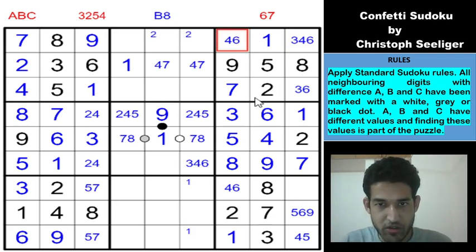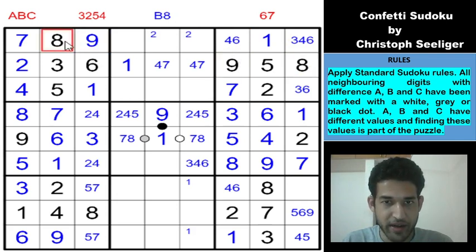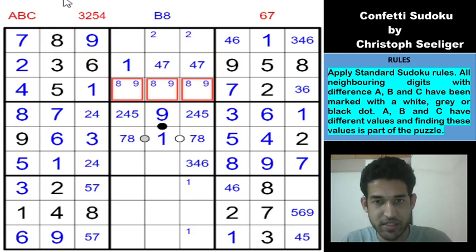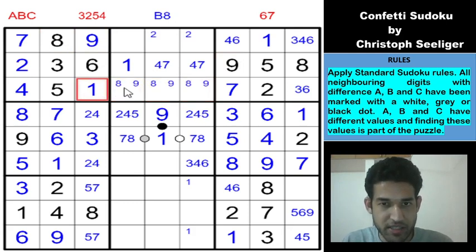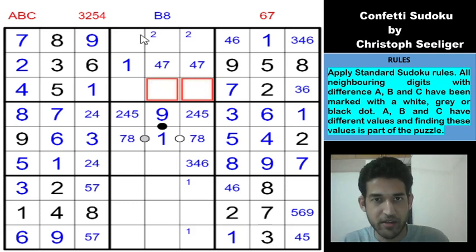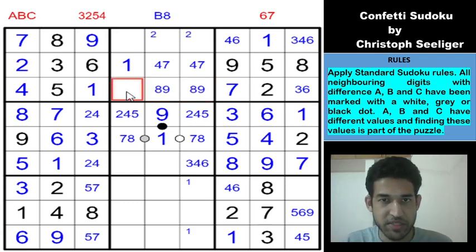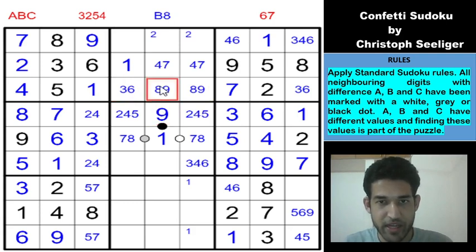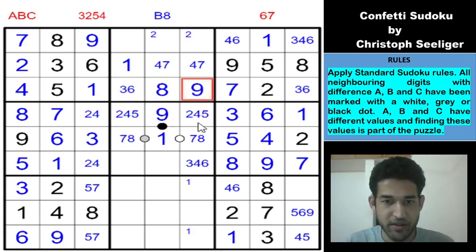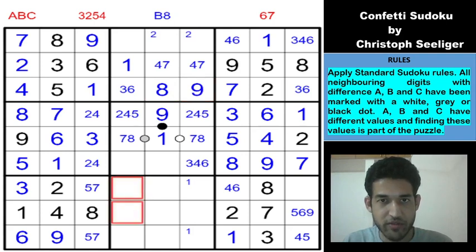Okay, so if you look at row 3, where can 8 and 9 go? Because 8 and 9 are here and 8 and 9 are here. So 8 and 9 must go into these 3 cells. But if you look at this cell, it is near the 1. So both 8 and 9 can be eliminated from here and we get a locked pair, 8 and 9. So this cell is going to be 3 and 6. And because of the 9 here, we can resolve this 8, 9 immediately. And 9 must go into one of these two cells.